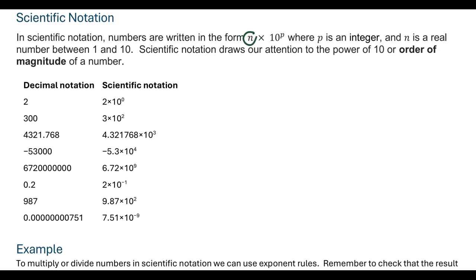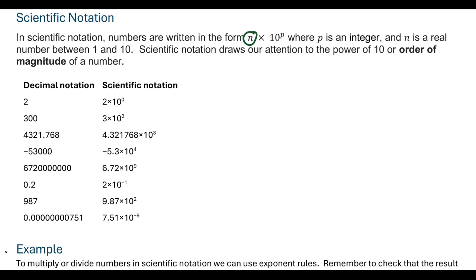The number out in front is always between 1 and 10, and that between can include 1 but should not include 10. If you're trying to put a 10 out in front, that really means you need to up your power p once more and slide that decimal over one more time.